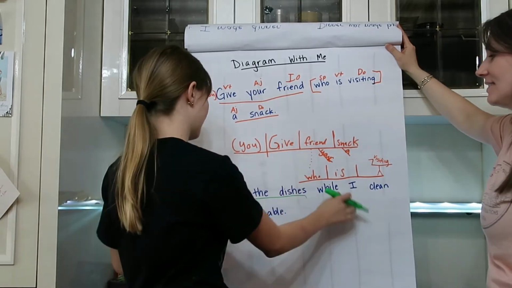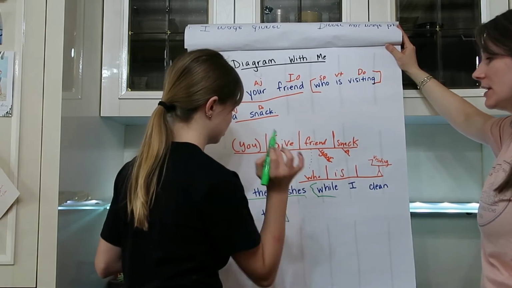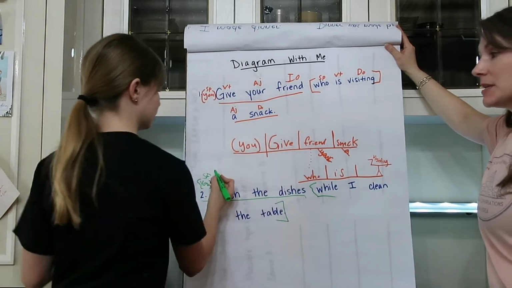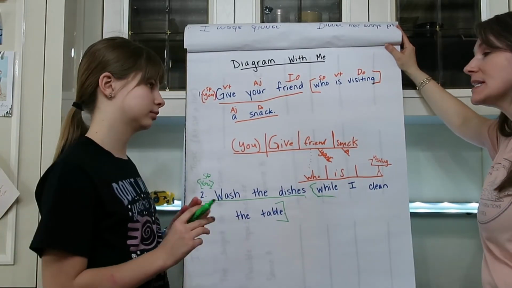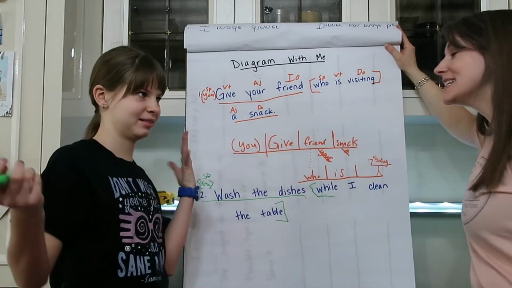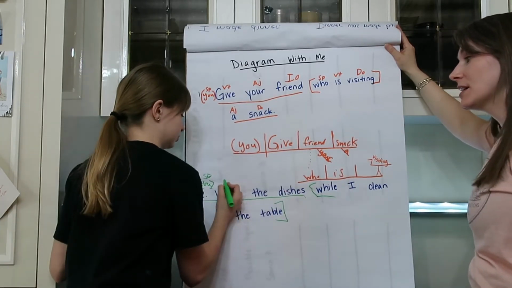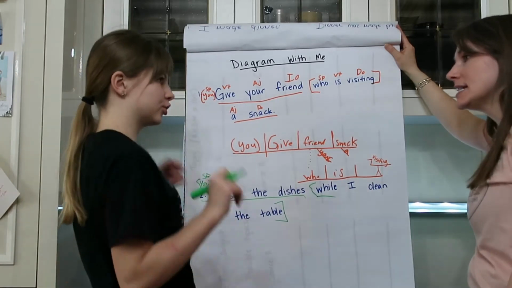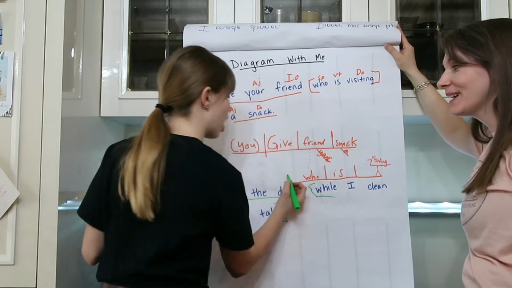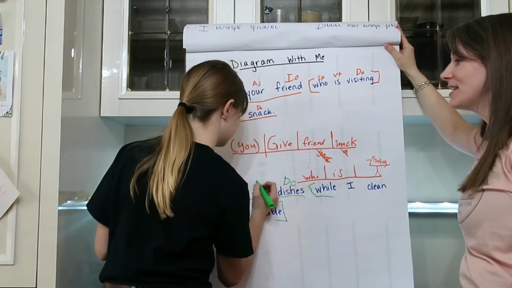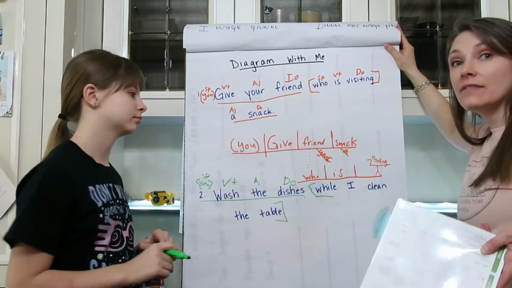Okay. And then while I clean the table is our subordinate clause. Very good. You already have your subject pronoun labeled, so who or what is the subject about? You. What's being said about you? You wash. Wash is your verb. You wash what? Dishes. Does dishes rename or describe you? No, direct object. Label verb transitive. Okay. Very good. So we have our independent clause done.